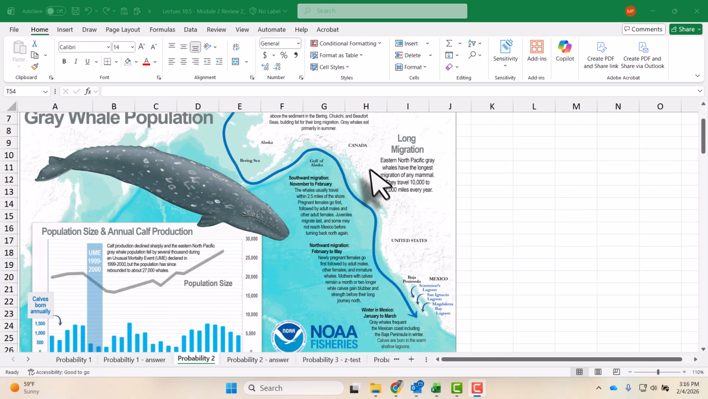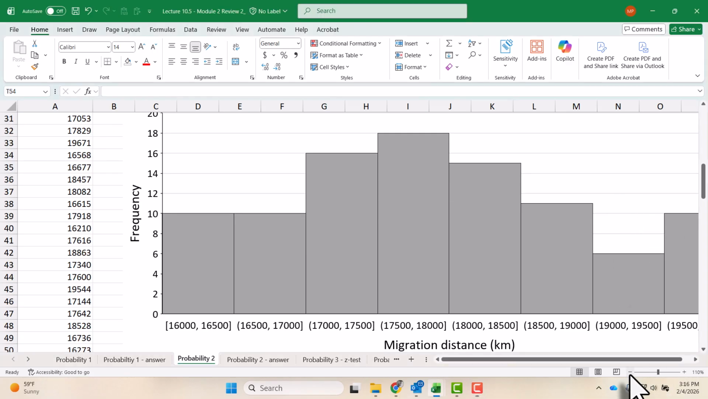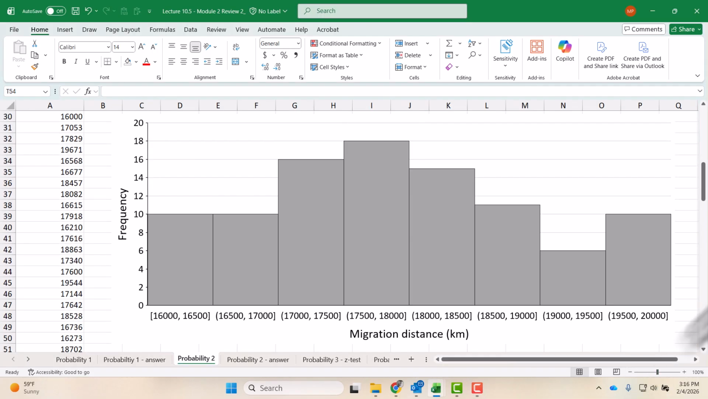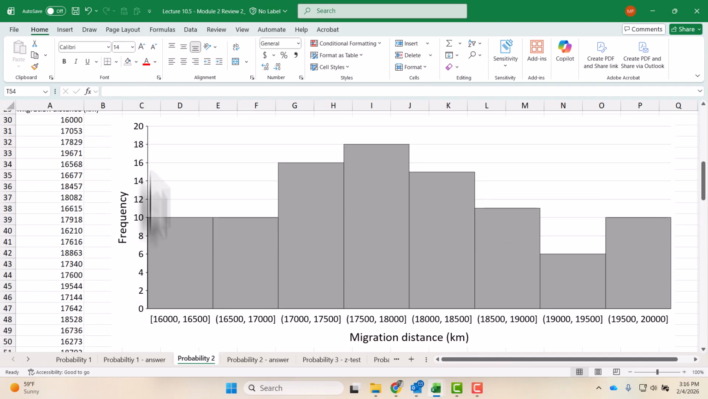So this is our migratory path. And this histogram here represents the data that we have collected. On the left, our y-axis is the frequency of individuals in each group, and on our x-axis is distances, starting with 16,000, going all the way up to 20,000. We're interested in these particular groups, the 19,000 to 19,500 and the 19,500 to the 20,000.